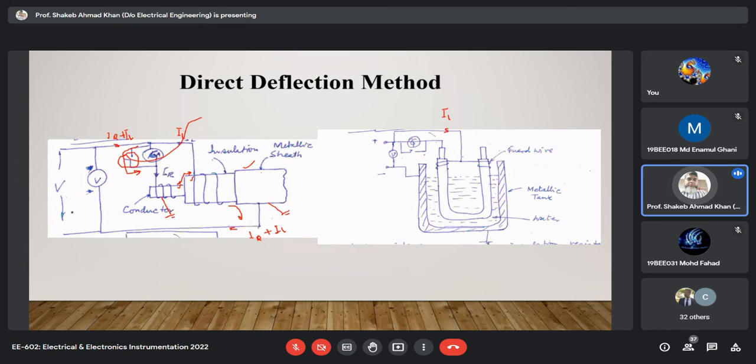And this method, whatever I tried to show you here, is basically the voltmeter-ammeter method modified for the measurement of high resistance. So if anybody has any question regarding whatever I discussed about the guard circuit arrangement and direct deflection method.